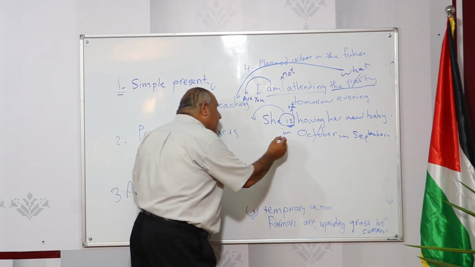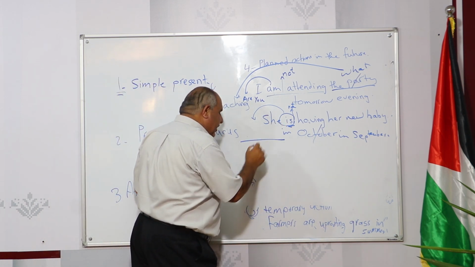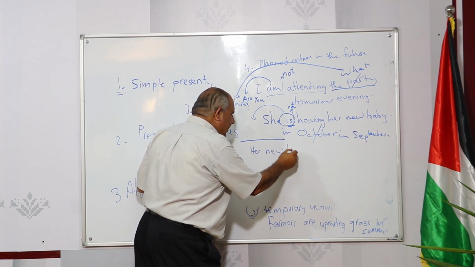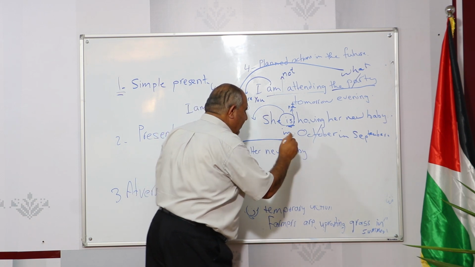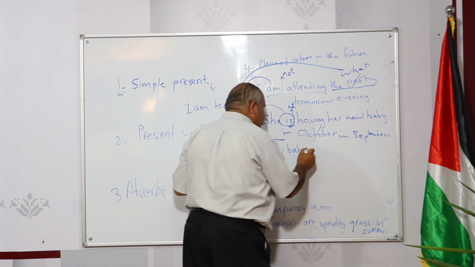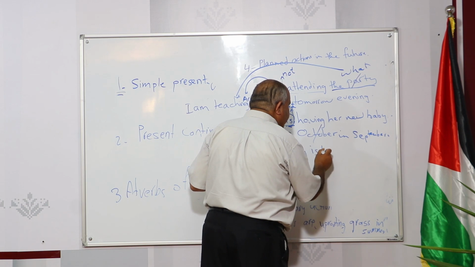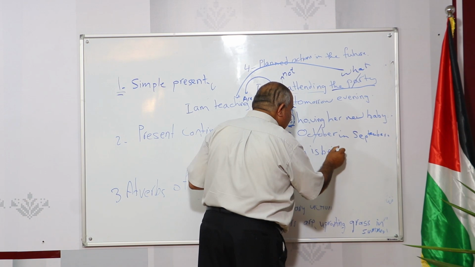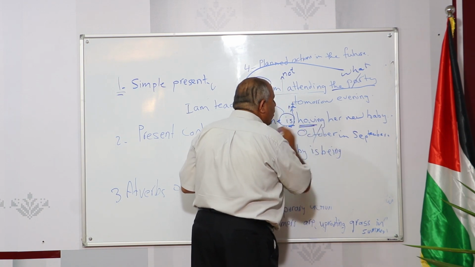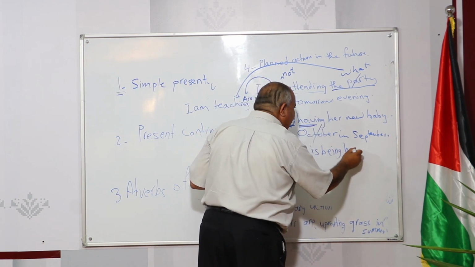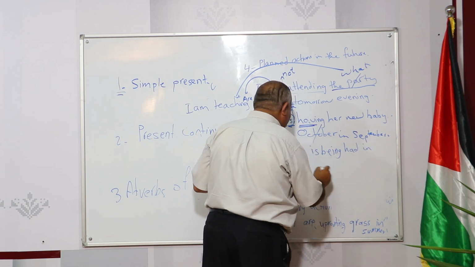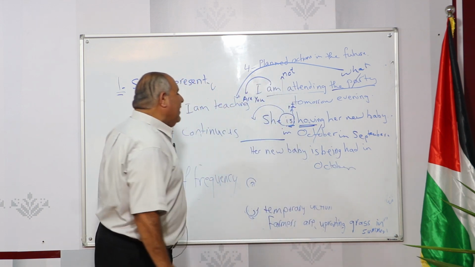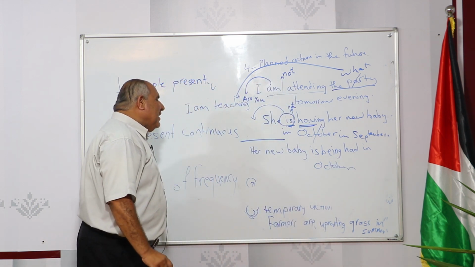Can you make it passive? Yes. Now you bring a new baby here. Now you take verb to be is, you put after it be, and you take the ing from have, becomes being. You take the past participle of the full verb is being had in October. Her new baby is being had in October.